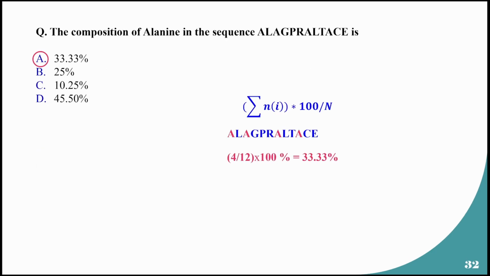Now, the composition of particular amino acids in a sequence can also be used, because the composition of sequences matters, let's say for hydrophobic amino acids in a sequence, or hydrophilic portions of a sequence, polar portions of a sequence, and so on and so forth.